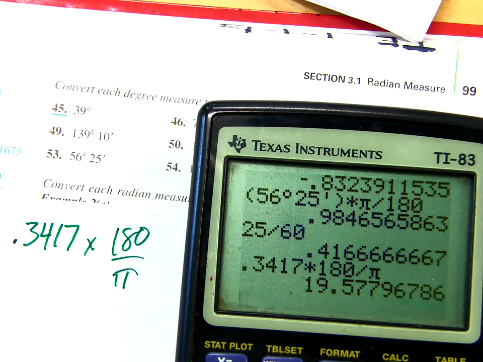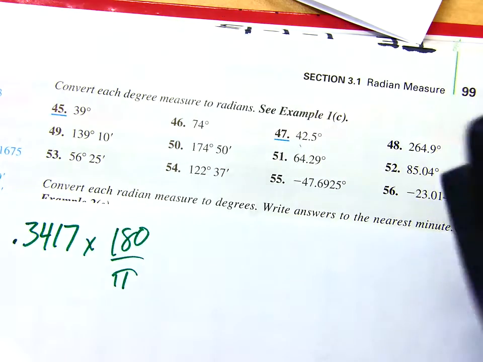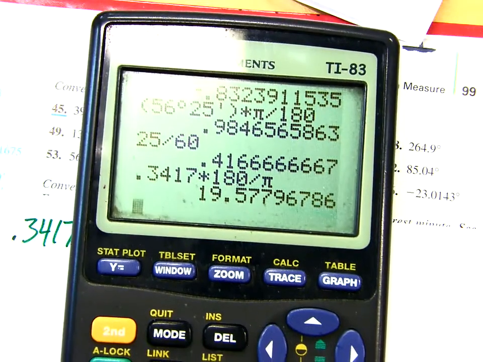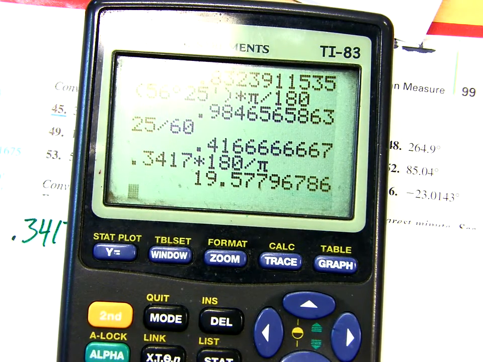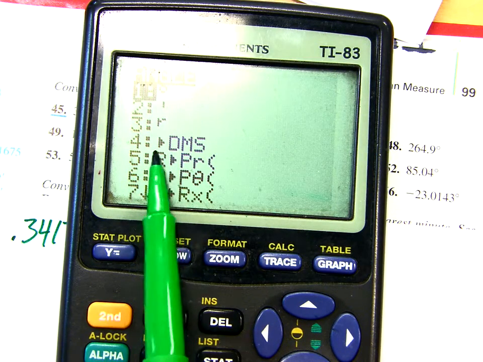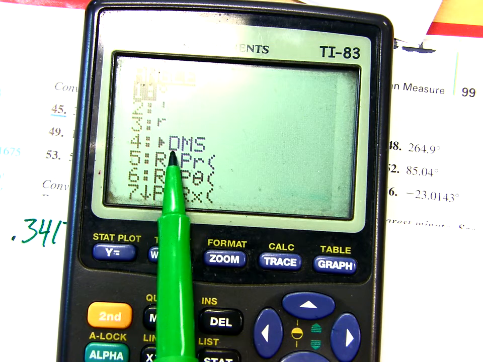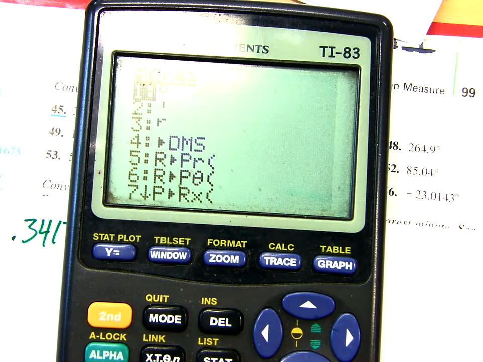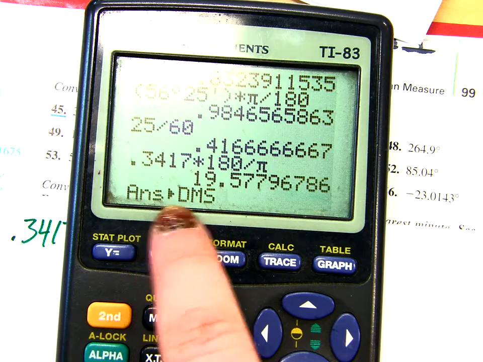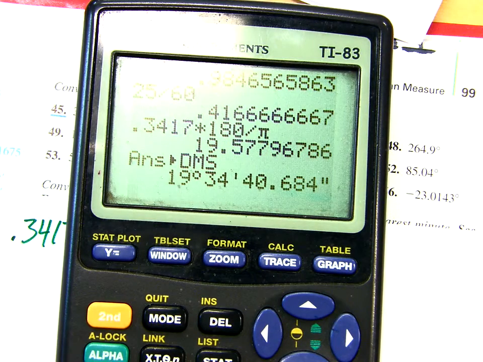So, I have this decimal, but I want it in degrees, minutes. I think they said just round to the nearest minute, right? Do you know how to have the calculator do that for you? I do not. So if I have a decimal, and you go back to that angle, see this one? Choice 4. It has a little arrow and it says DMS. That's going to take your answer and convert it into degrees, minutes, seconds. So let's choose choice 4. So it's taking my answer and it's going to make it into degrees, minutes, seconds. Hit enter. There it is.